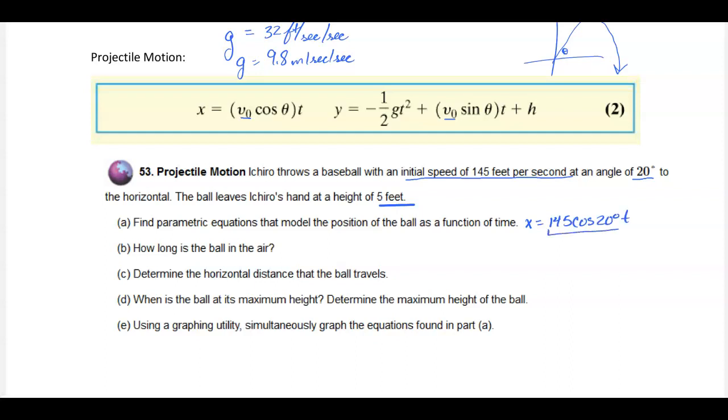Okay, remember, all of this is just a number. We could type that in the calculator and get a decimal approximation, but we want to keep everything as exact as possible. So y is going to be equal to negative 1/2 times g, which is going to be 32 since we're in feet per second, plus v naught, which is 145, sine of theta, t, plus the initial height, which was 5.